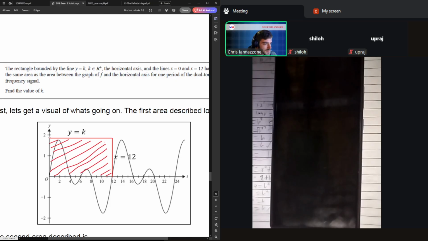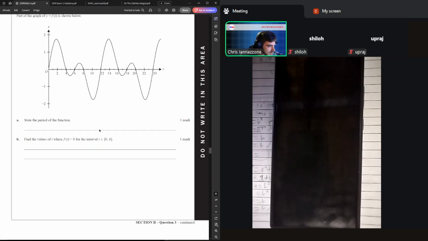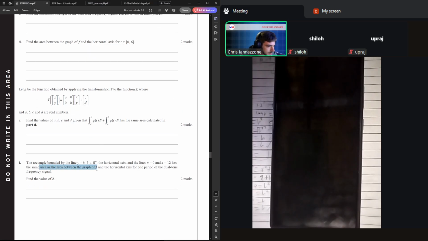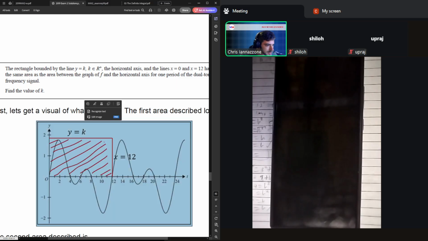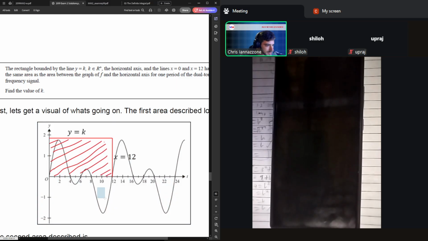And the idea is that you want to choose your value of K, the ceiling or the floor of the rectangle, such that it's the same as all of these little bits of area added together. I believe that's what it's asking. Same as the area between the graph of F and the horizontal axis for one period. Yeah, and that's one period. So you want it to be the same as that plus that plus that plus that.